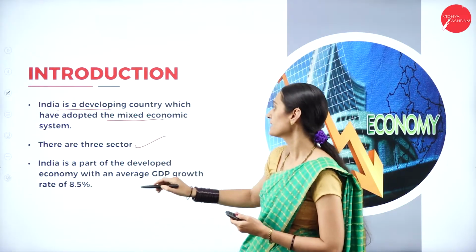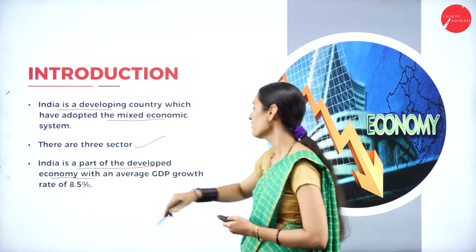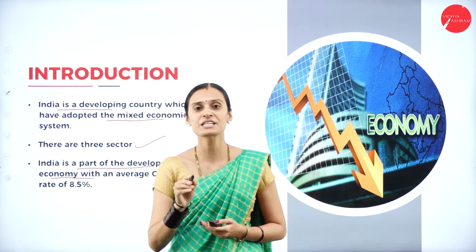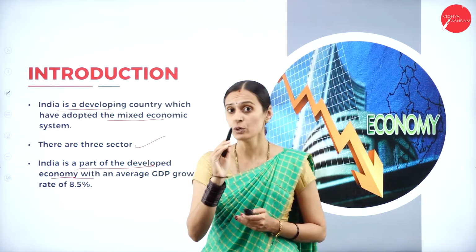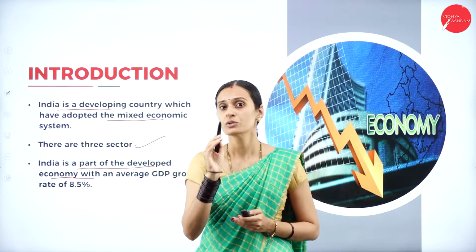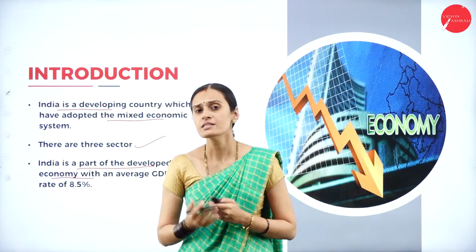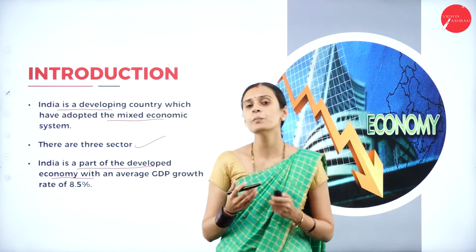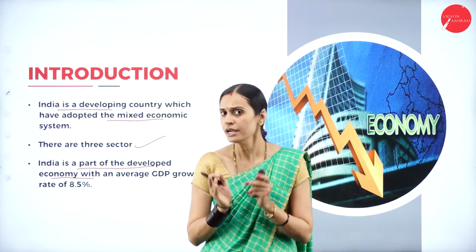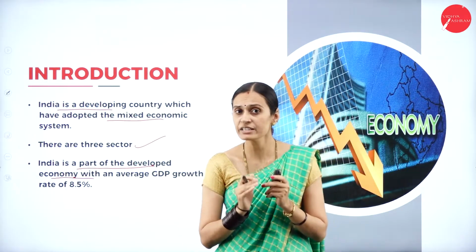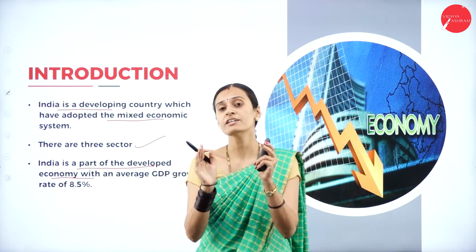India is a part of the developing economy with an average GDP growth of 8.5%. Now we are taking steps towards a developed system by achieving a good GDP rate. So this is the current Indian economic system. I told you India is considered a developing economy. Developing in the sense that it is not underdeveloped, it is not developed. So how can we consider it a developing economy? How to classify the countries?